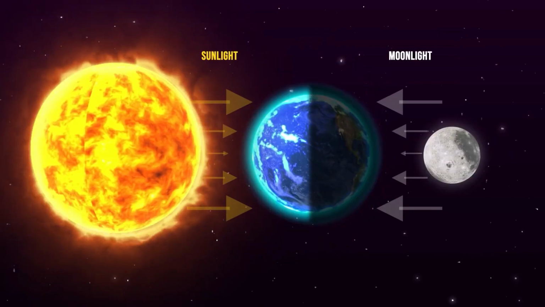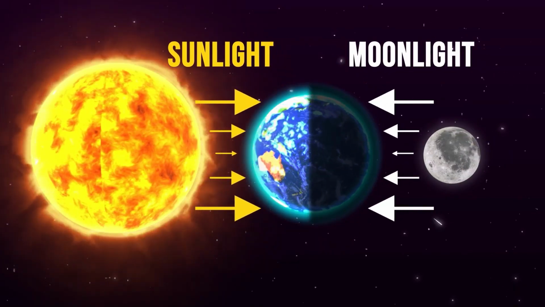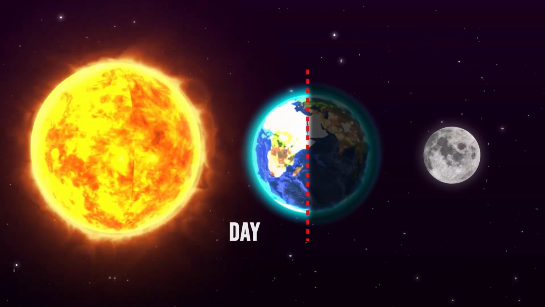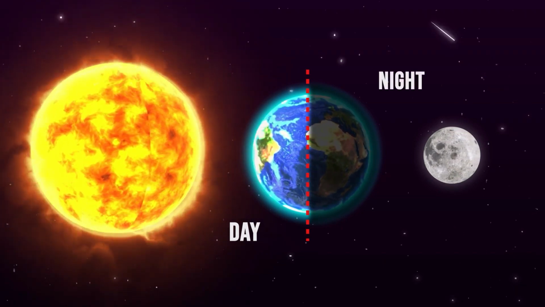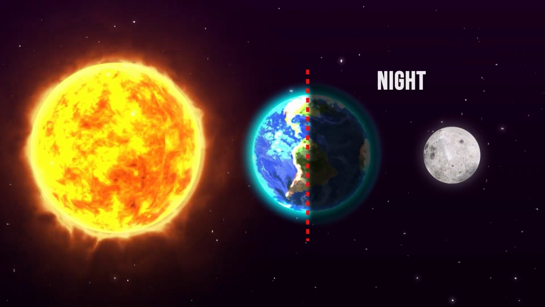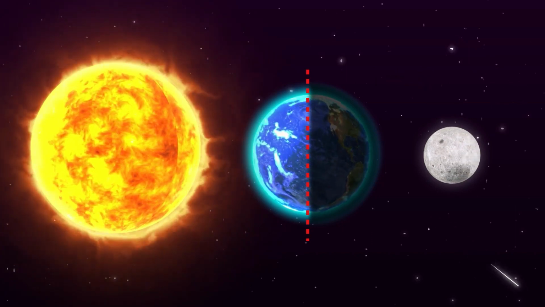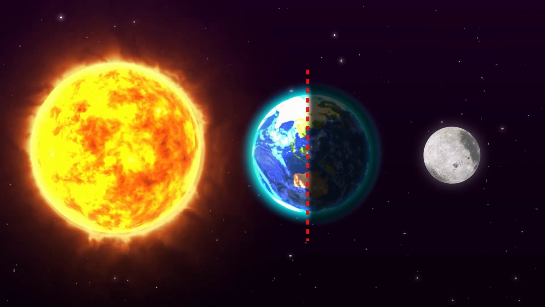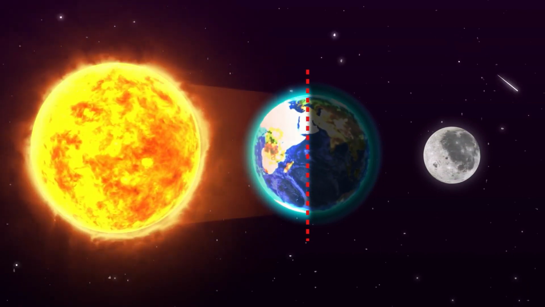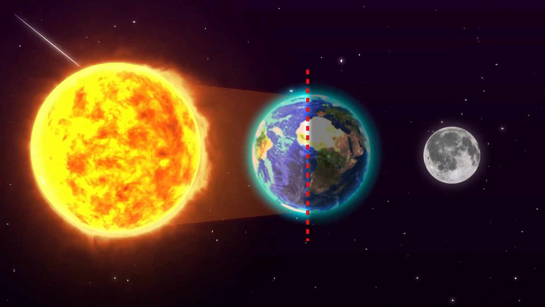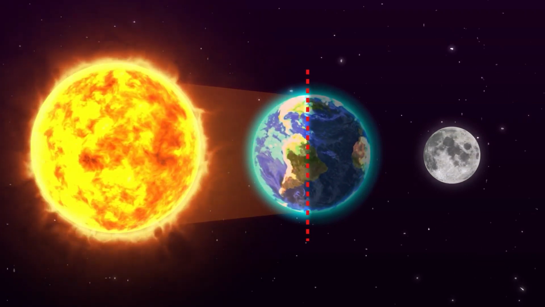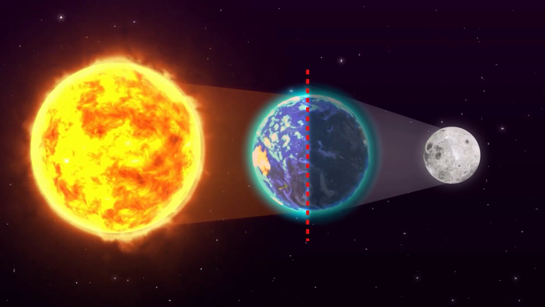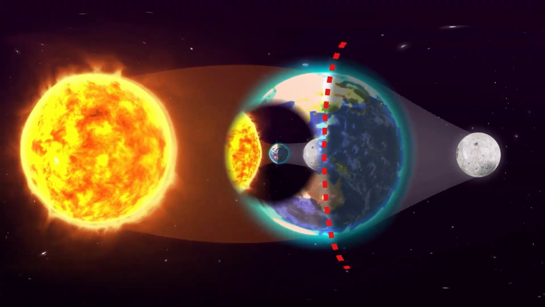The half part of the earth which is facing the sun is having the daytime, and the other half of the earth which is facing the moon is having the night time. That is how the day and night occurs. At daytime, the part of the earth which is facing the sun is bright and warm, and at night time, the part of the earth which is facing the moon is darker and cooler.